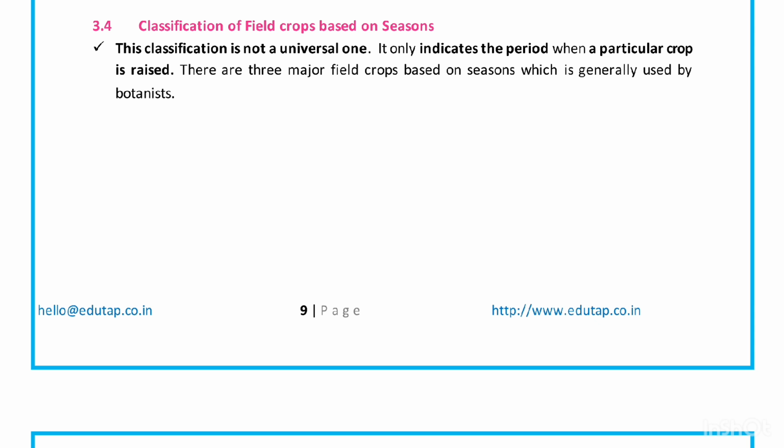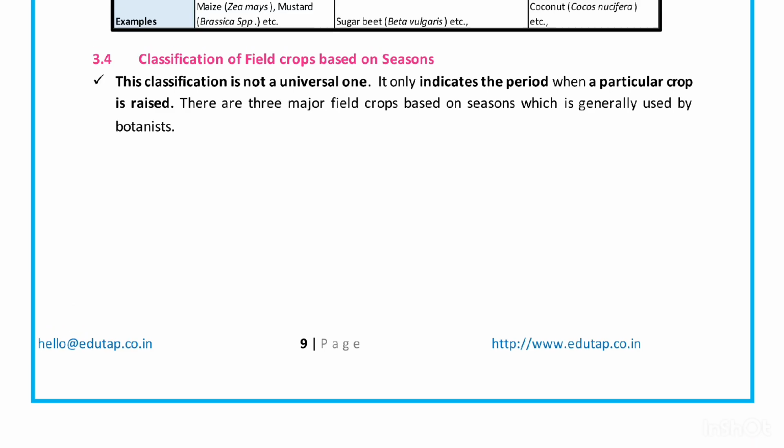Next one is classification based on season. All crops cannot be grown in one season. There is a different season for different crops. Like rice is grown during June, July, that is Kharif. Wheat is sown during winter season, October, November. This is because of the seasonal requirement of the crop.